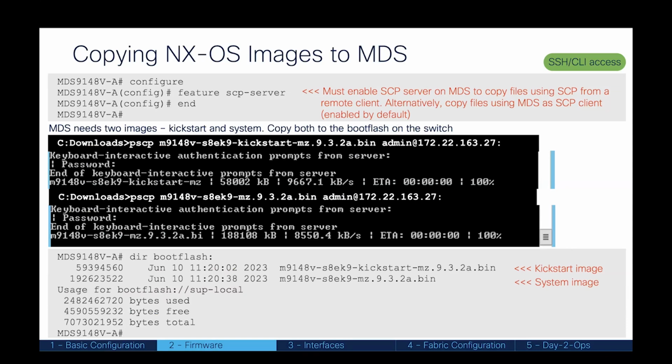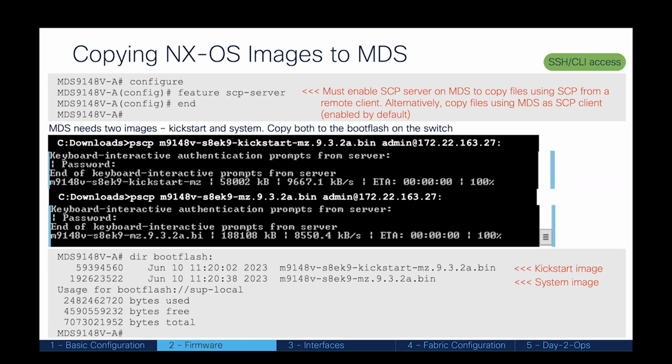If you want your switch to act as the SCP server, say you are on a Windows machine or a Linux machine, you want to copy firmware from that server to the switch, and you want to use the switch as an SCP server, remember, by default it will not work. Your commands will fail. So you must enable the feature called feature scp-server, and only after that will your commands work, right?